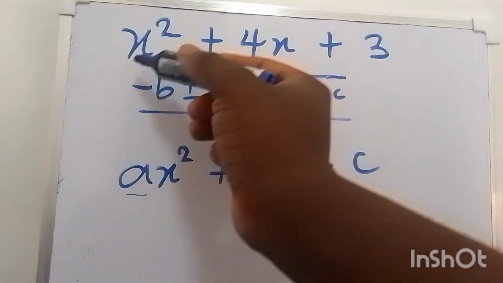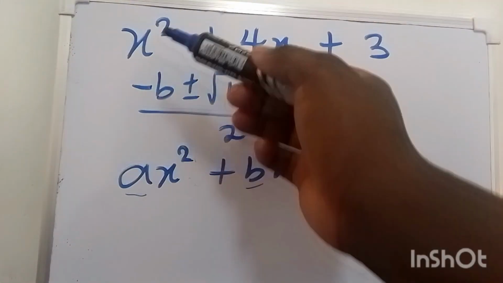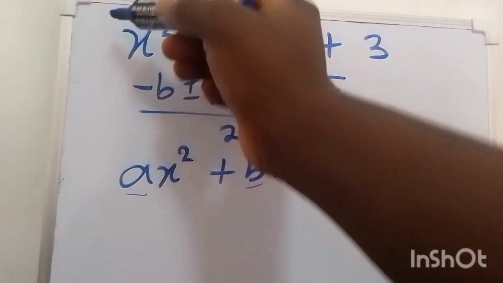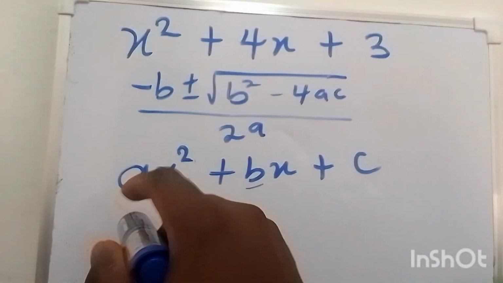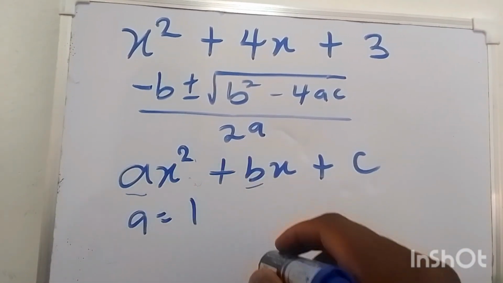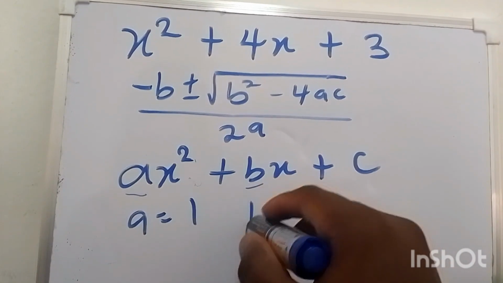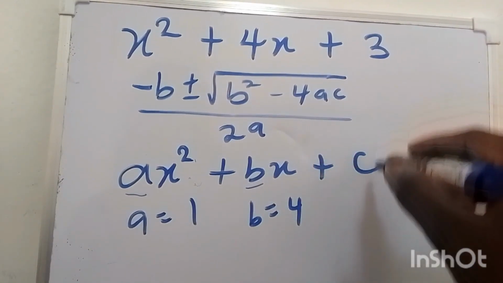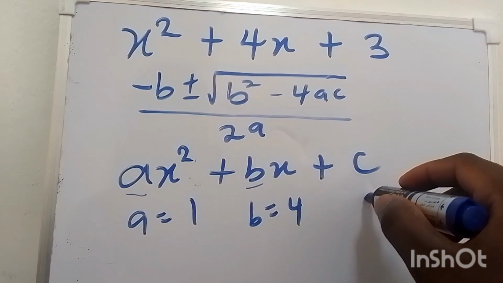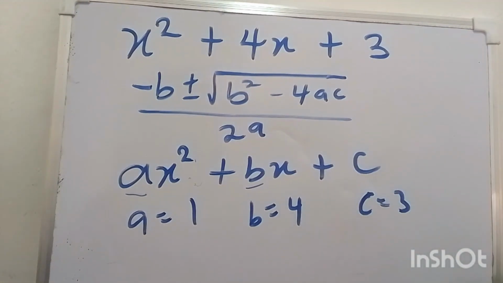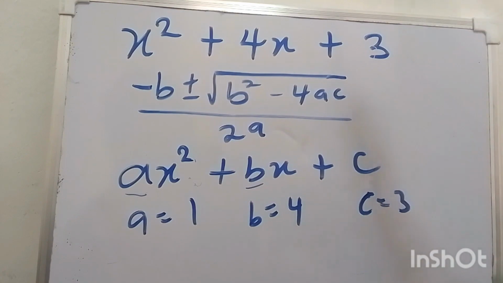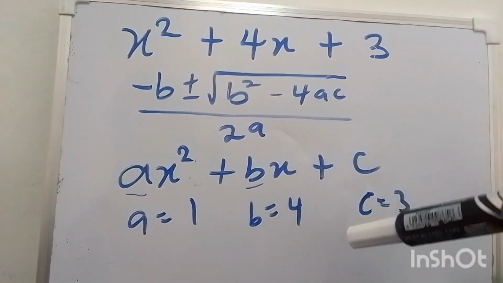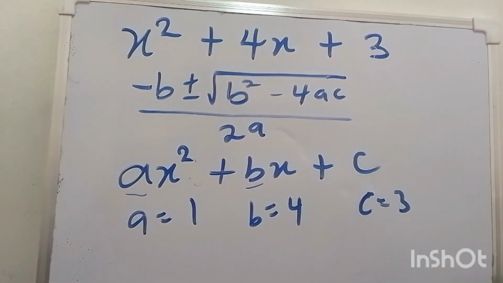Now from the equation we have up here, what do you think the coefficient of x squared will be? Since there is no number written, we always assume it is 1x squared. So the value of a equals 1. From this equation, the value of b equals 4, and the value of c equals 3. Since we have identified our coefficients, the numbers beside the x and also the 3, which is c, we can now fit them inside this formula.